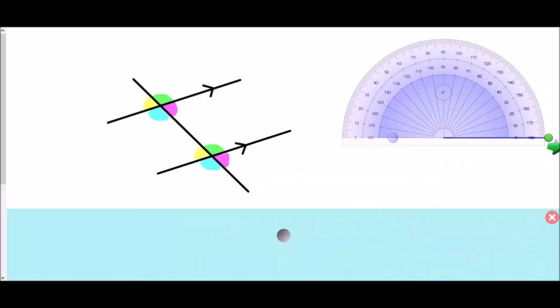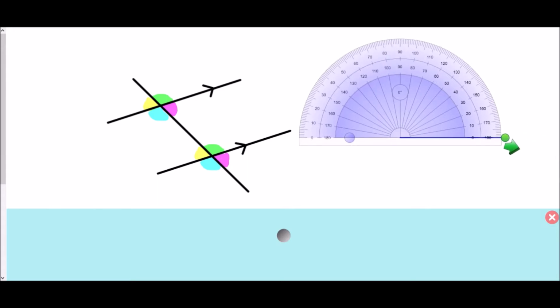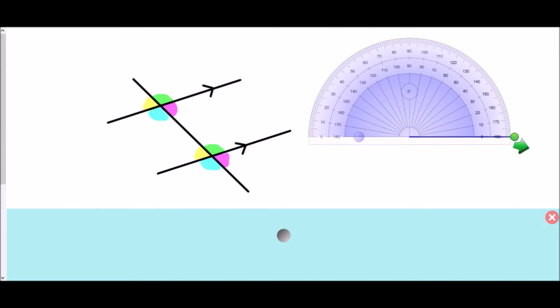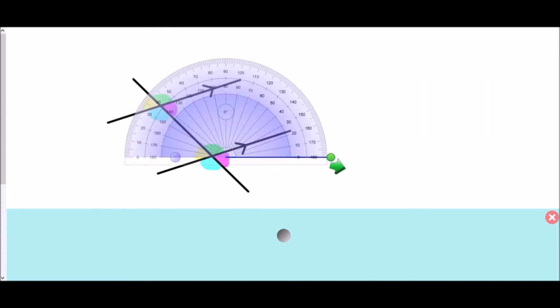Okay, so what we're going to look at today is a situation where we have a pair of parallel lines and a line intersecting them both. And we're just going to look at what we can say about the different angles involved in it. To begin with, I'm just going to measure each of the angles, which I've colour coded the same. So I've colour coded two angles which are pink.